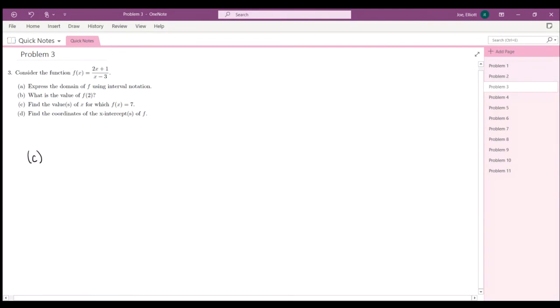Okay, so find the values of x for which f of x equals 7. So what we want to do is take our function f of x, and we want to set that equal to 7, and then we're trying to solve for x, okay? Now how would I solve for x from this equation? We cross multiply? Yeah, okay. So what you can do is multiply the x minus 3 over to the other side.